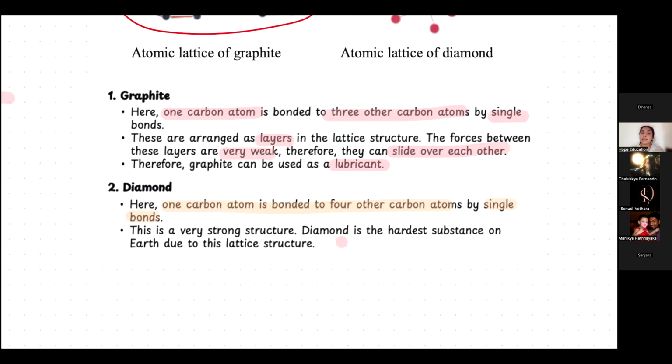So we say diamond has a very strong structure, right? We say diamond is the hardest substance on earth. It has high density and is extremely hard, very sturdy. We use diamond even to cut ordinary glass. Diamond is a very sturdy structure. It's the hardest substance on earth. Is that clear to all of you?